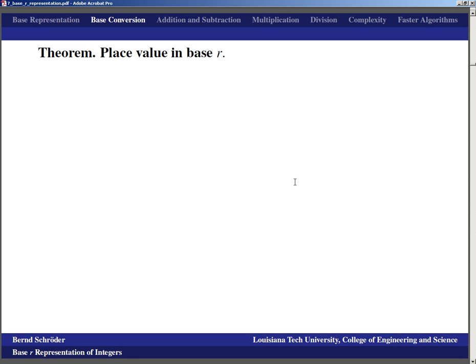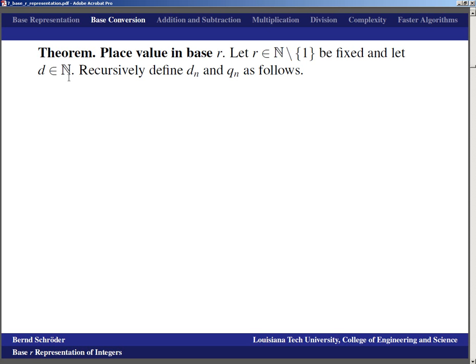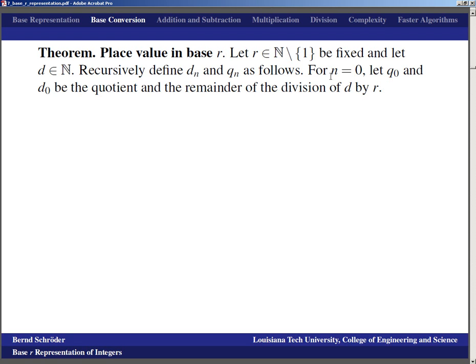The theorem is that the place value in base R is worked out as follows. If you take R to be a natural number not equal to 1, and that's fixed, and you take D to be a natural number, then you define Dn and Qn as follows. For n equals 0, you let Q0 and D0 be the quotient and remainder of the division of D by R, just like we did previously, right? We divided by the base, and then we kept that quotient and continued with that.